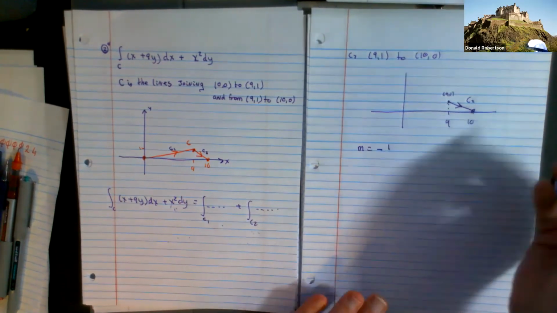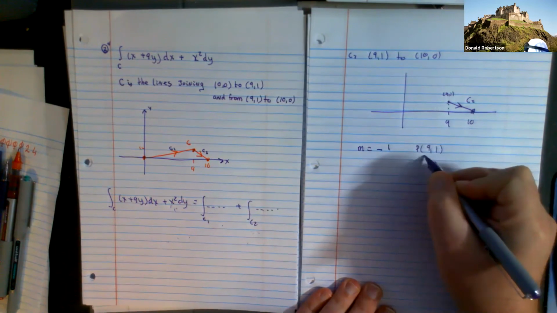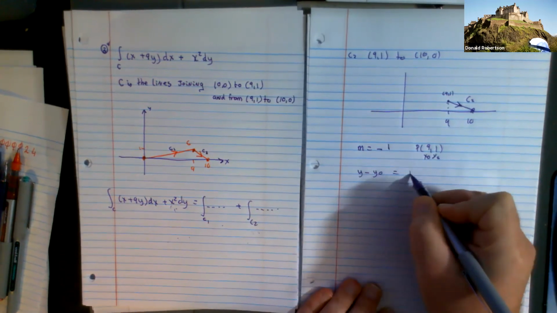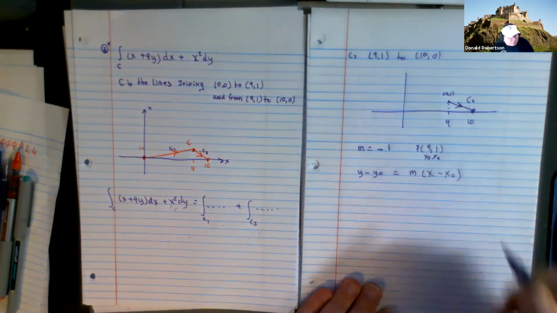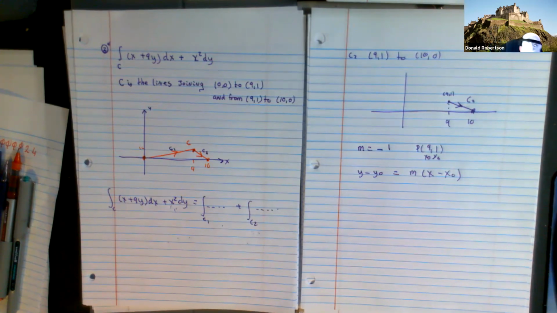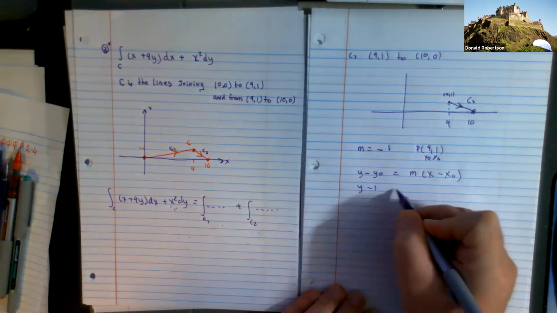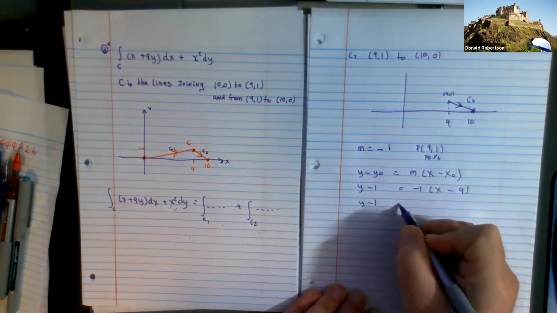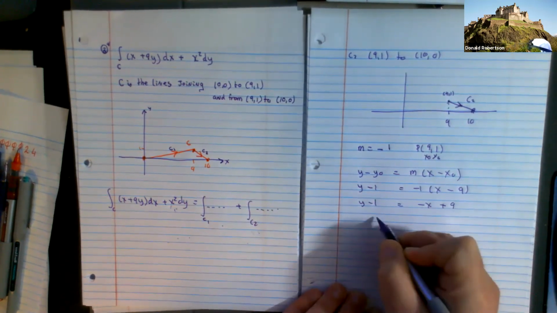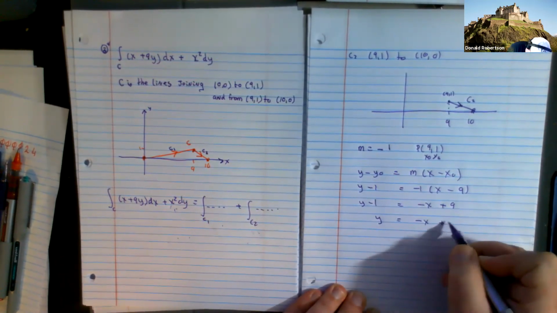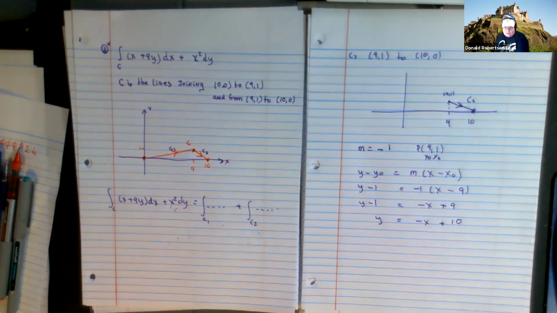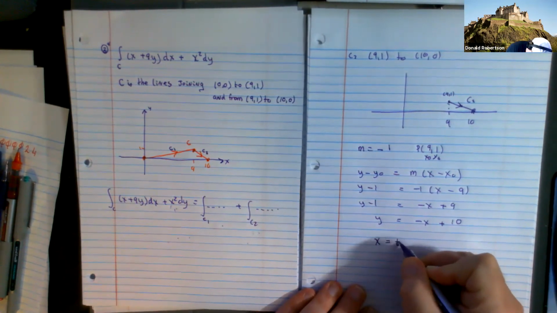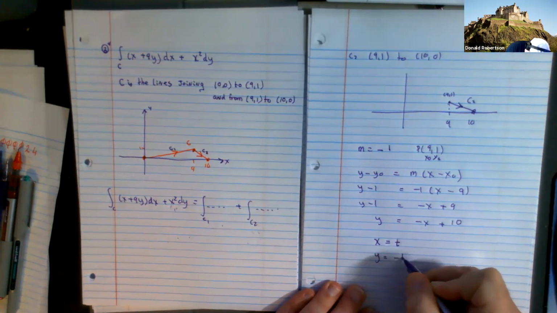I need a point, so I'll choose that one. So that's going to be my x naught, y naught, and I'm going to use y minus y naught equals m times x minus x naught. Do you remember the point slope equation from Math 94? So it's going to be y take away 1 is -1 times x take away 9. And it looks like we've got an equation. Now, to make that parametric, x will equal t and y will equal -t plus 10.